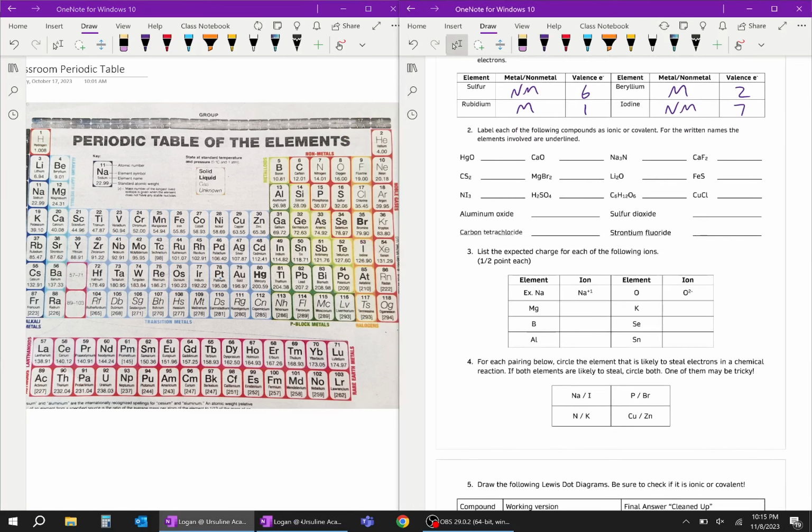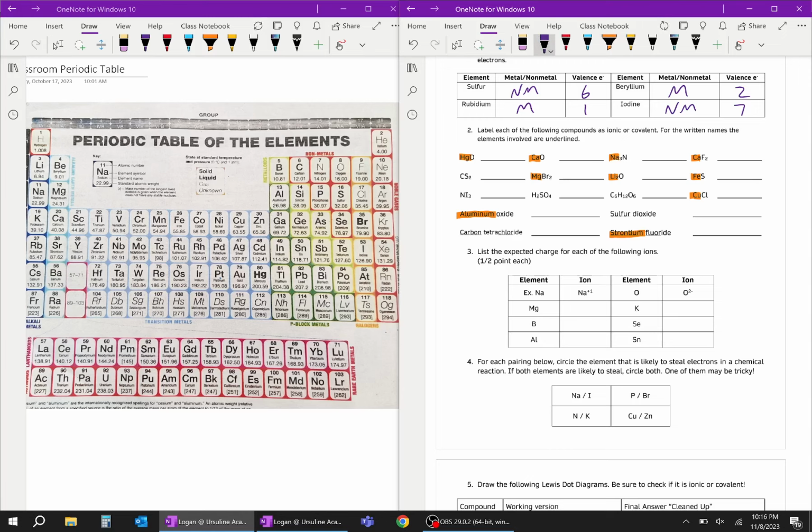Now, in order to get through number 2 quickly, I was thinking I might just highlight all the metals that I see. Mercury is a metal, calcium, sodium, these are all metals. Magnesium, lithium, iron, these are all metals. Hydrogen, sulfur, oxygen, all nonmetals. Carbon, hydrogen, oxygen, nonmetals. Copper is a metal, aluminum is a metal. Sulfur and oxygen are both nonmetals. Carbon and chlorine are both nonmetals. Strontium is a metal, fluorine is not.